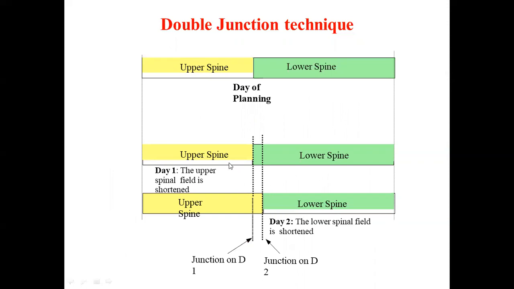On day one, suppose there are two fields, upper spine and lower spine fields. On day one, the upper spinal field is shortened so that this shortened area will be covered by the lower spine field, and the upper spine field covers only this area so that there will not be any overlapping on day one. And on day two, we shorten the lower spine field so that the shortened area will be covered by the upper spine field, so that there will not be any overlapping. This is the junctional technique.